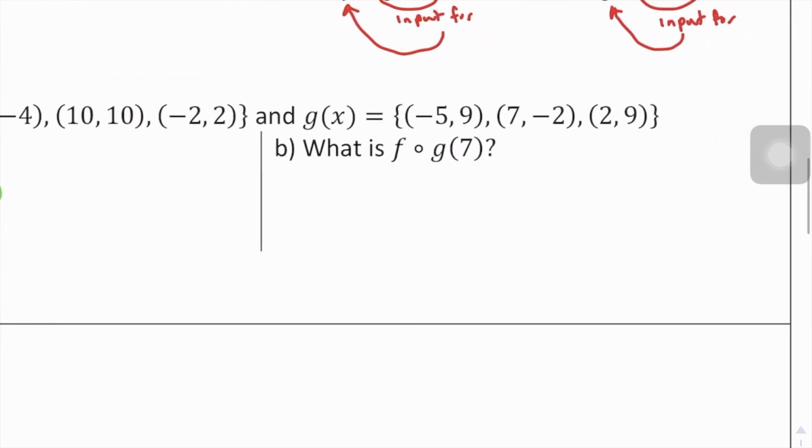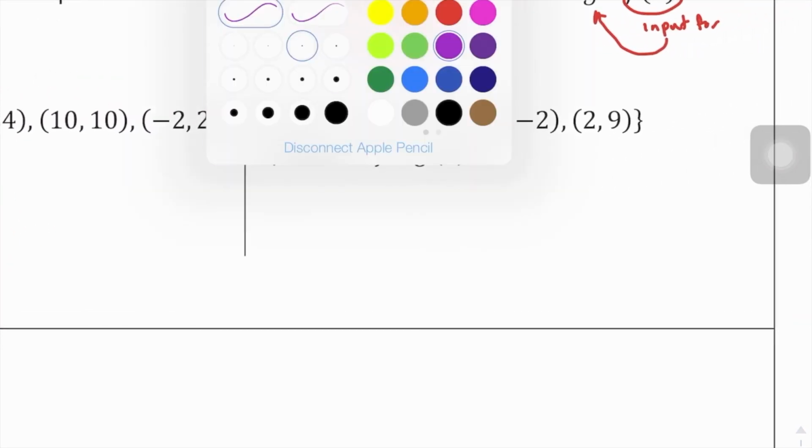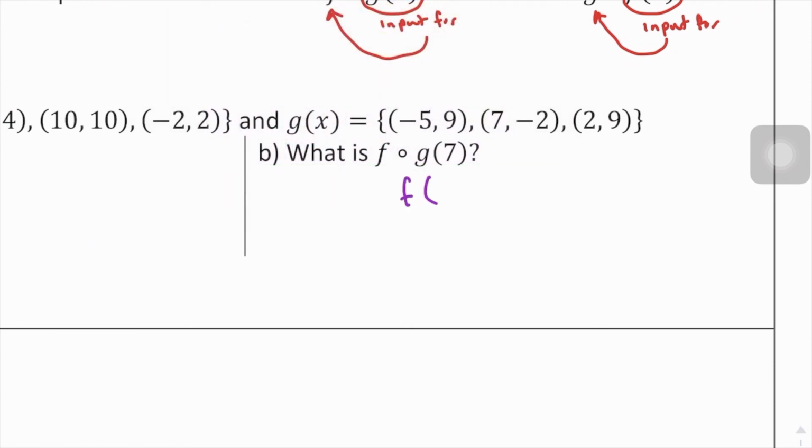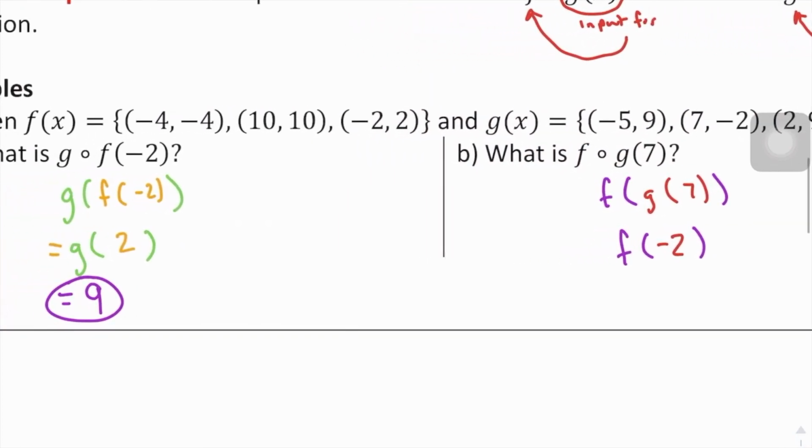Let's take a look at this next one. So again, I want to rethink this as f of g of 7. So we need to evaluate the innermost function first. So g of 7. So here's my g function. 7 evaluates to a -2. So then we have f of -2. I go to my f function. -2 has an output of +2. So then our final answer equals 2. And that's function operations.